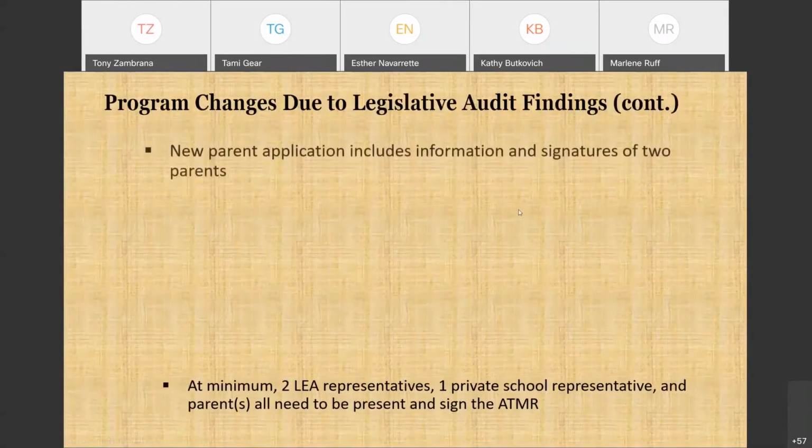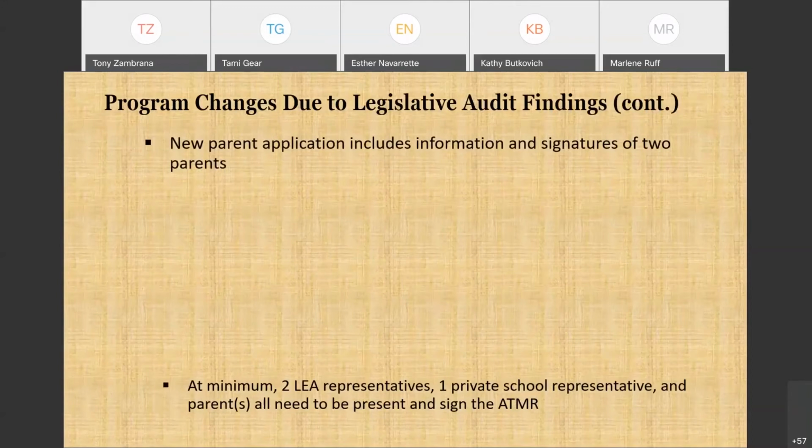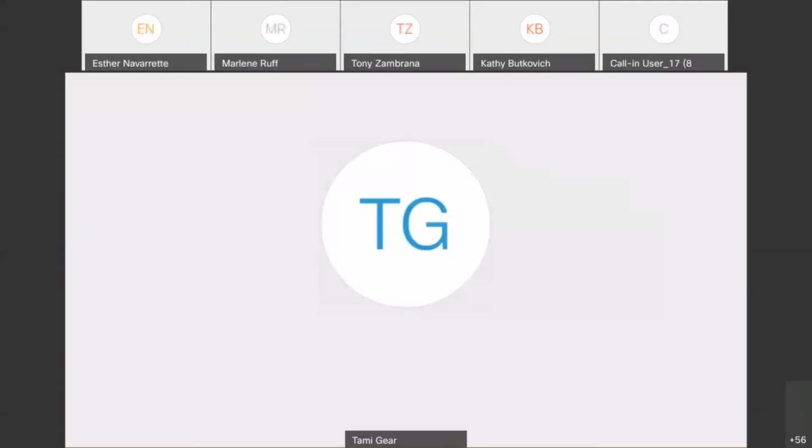All right, I'm going to turn it back over to Tony so that he can go on from here. Are there any questions though before we go on?